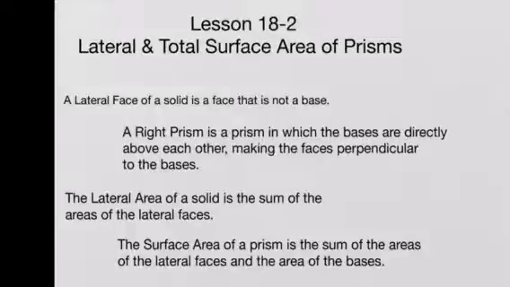The lateral area of a solid is the sum of the areas of the lateral faces. So in other words, the area of the prism without the bases. And then the surface area of the prism is the sum of the area of the lateral faces and the area of the bases, or as we like to say, it's the area of the faces and bases. So let's go ahead and take a look at a prism.